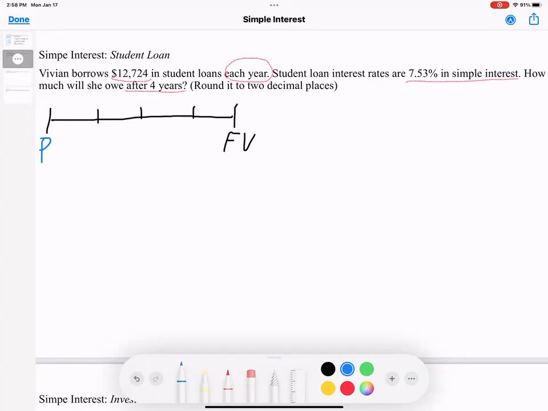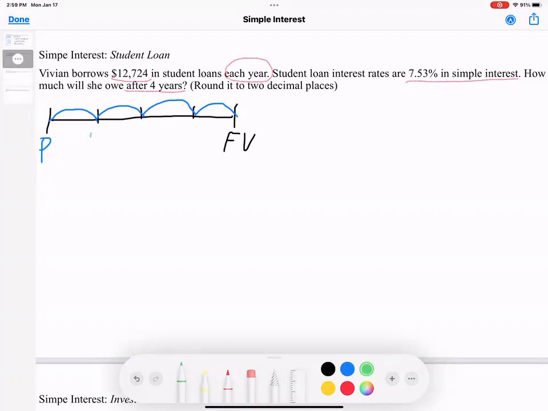For the first year, she got the principal and will make 1, 2, 3, 4 payments for the first principal she borrowed. At the beginning of the first year she borrowed $12,724, and she needs to pay 4 annual interest payments.